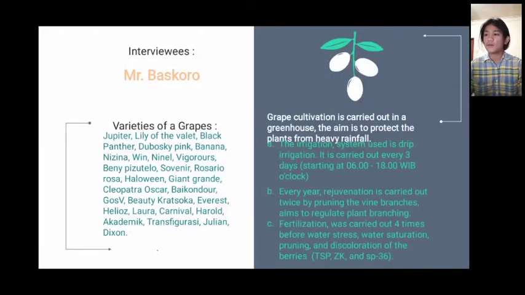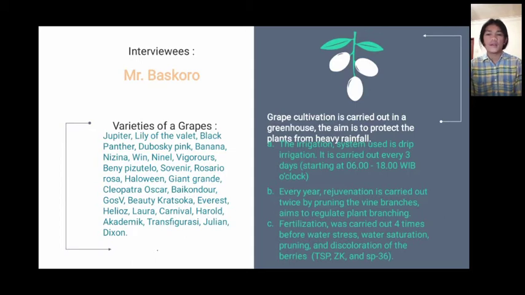Okay, first I will present our interview with Mr. Baskoro. The varieties of grape are Jupiter, Lily of the Valley, Black Panther, Duboski, Pink, Rosario Rosa, Halloween, Giant Grande, Cleopatra, Oscar, and so many varieties of grape in the world. And next, grape cultivation is carried out in a greenhouse. The aim is to protect the plants from heavy rainfall.